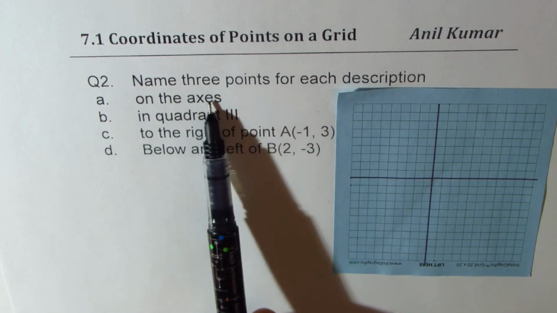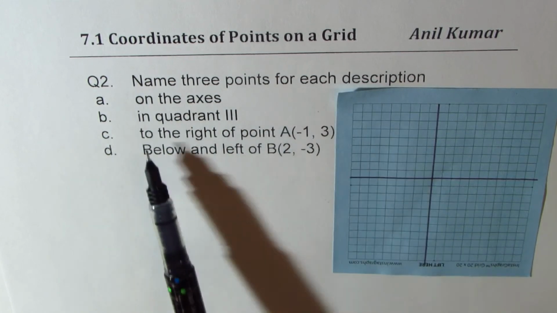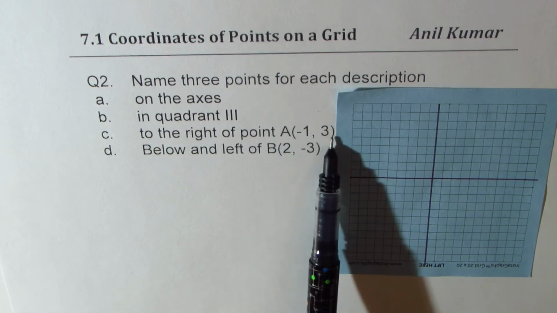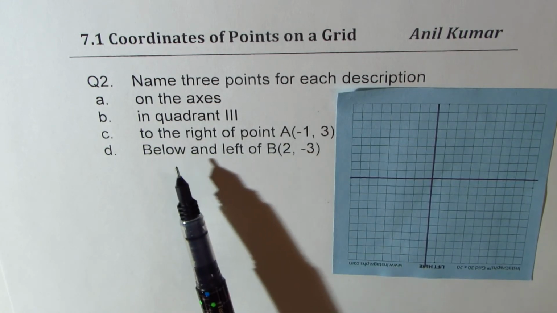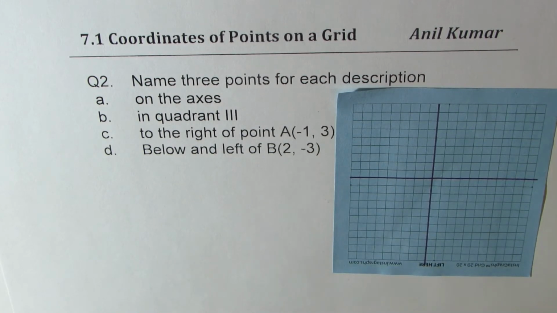3 points on the x-axis, 3 points in quadrant 3, 3 points to the right of point A, which is minus 1, 3, and 3 points below and left of B, which is 2, minus 3. Correct? Here is my solution.